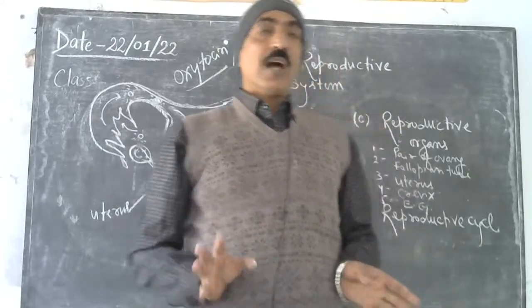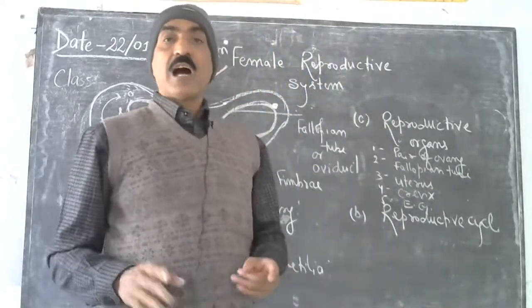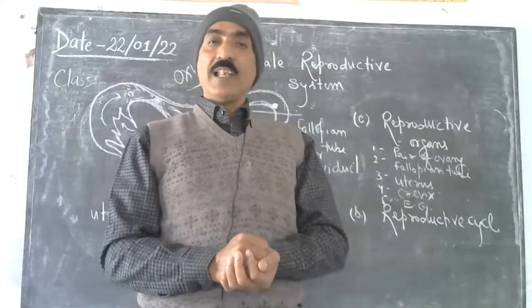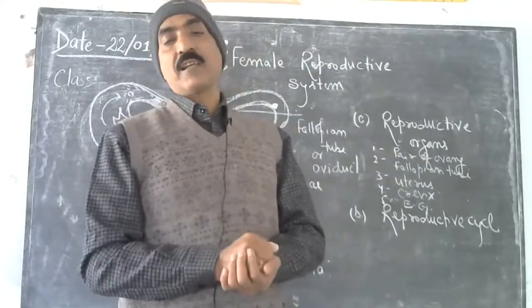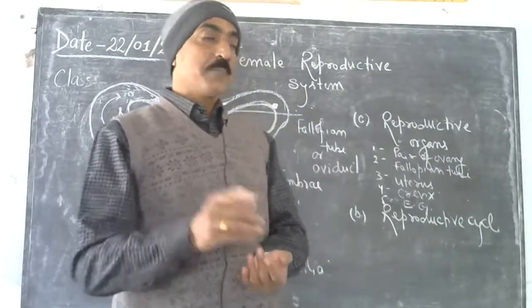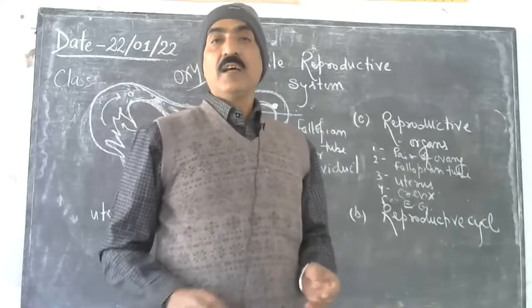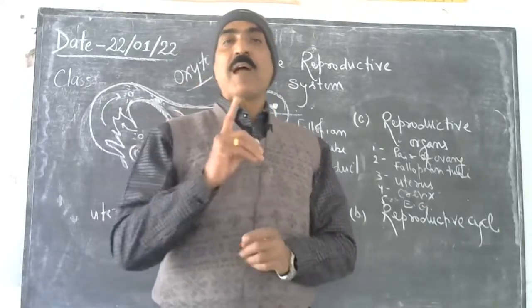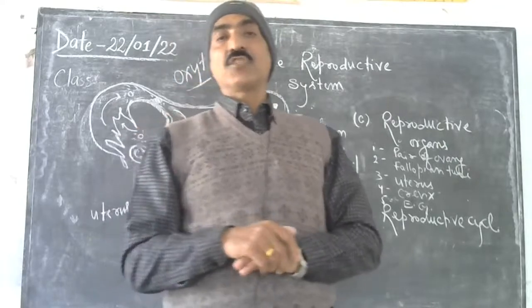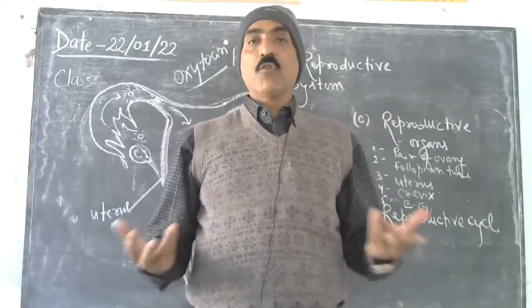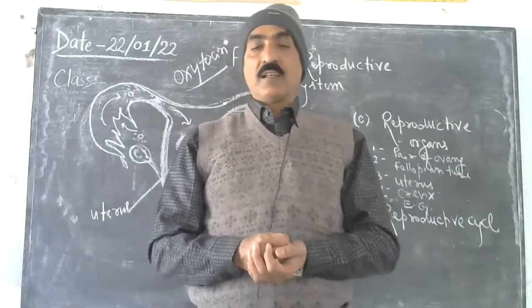Okay, so now all this complexity is related to the reproductive cycle in female. So in female we will learn the reproductive cycle. This reproductive cycle is completed in 4 stages. सबसे पहला स्टेज है and that is called the menstrual phase. अब देखो, what is this menstrual phase?